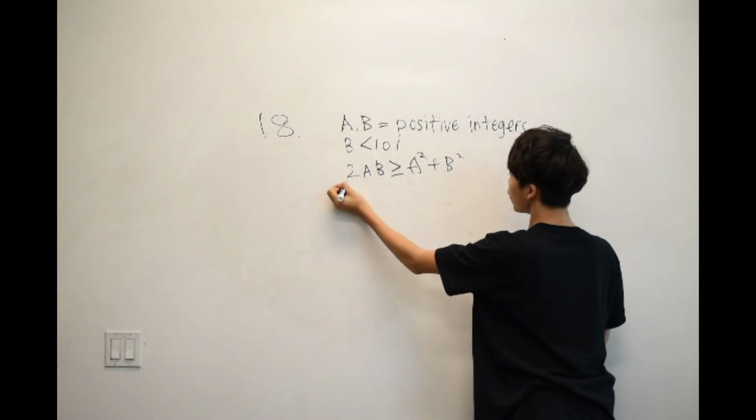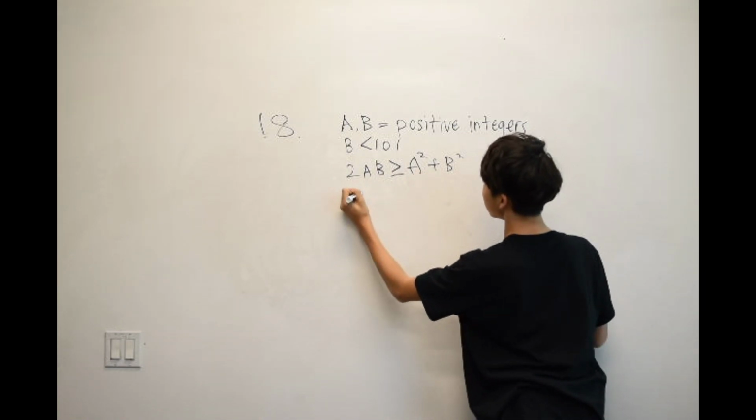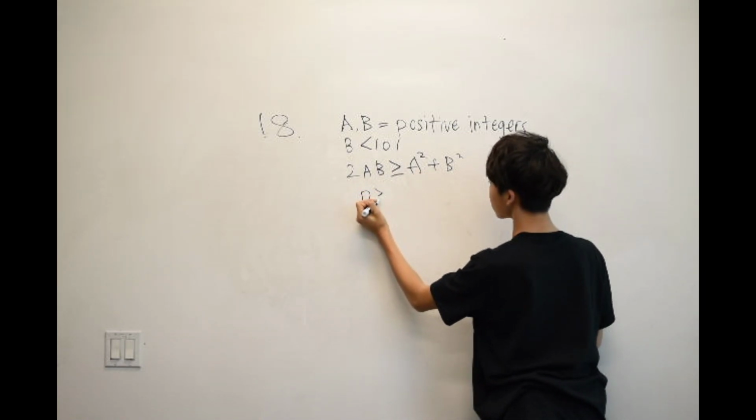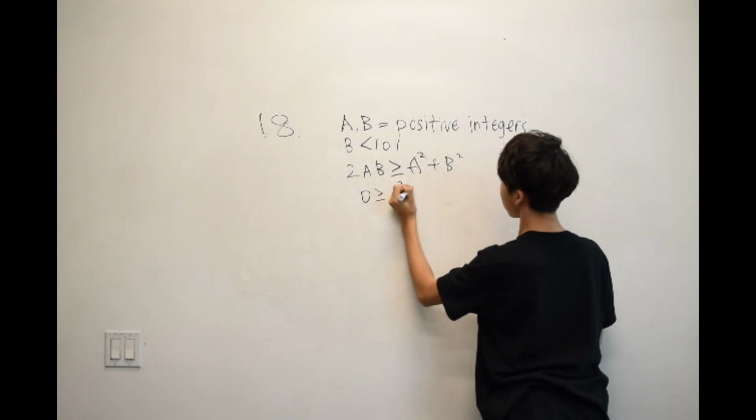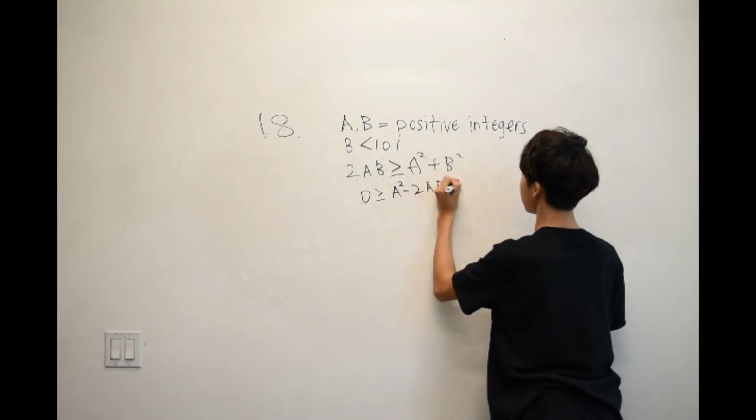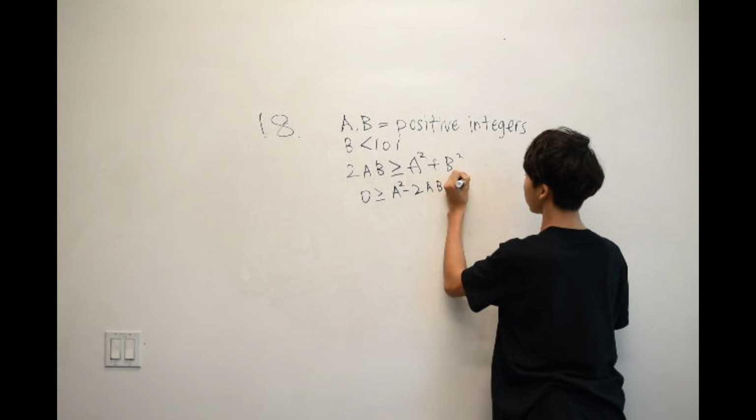We can move this 2ab to this side by subtracting 2ab on both sides. So it becomes a squared minus 2ab plus b squared, and this is just (a minus b) squared. But any number squared is always greater than or equal to 0, so it is impossible to go negative. So what we're solving is (a minus b) squared equals 0.